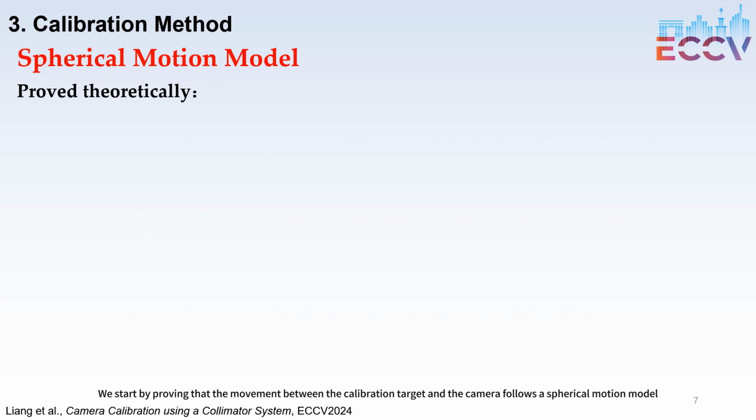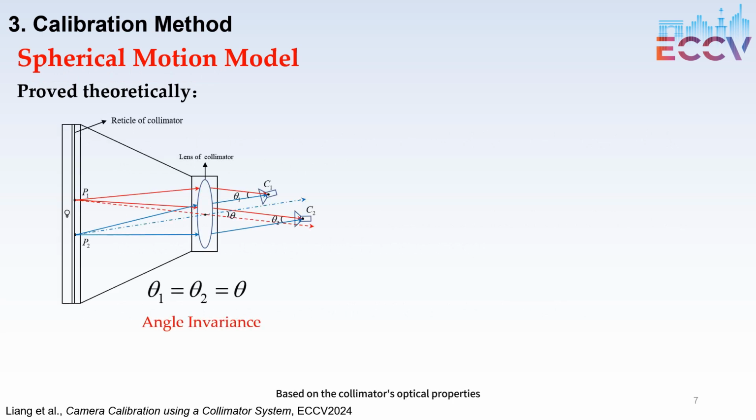We start by proving that the movement between the calibration target and the camera follows a spherical motion model. Based on the collimator's optical properties, we find that any 2 points on the collimator's reticle maintain a consistent angle when they are captured by 2 cameras. We call it angle invariance.